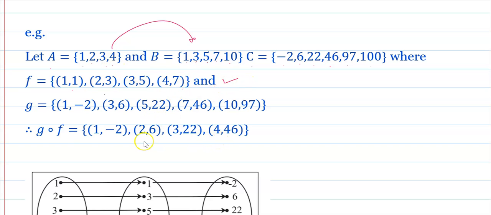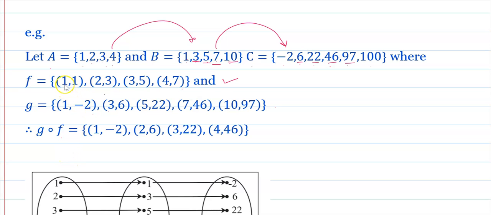Okay. Next, g is defined from B to C. The image of 1 is -2. The image of 3 is 6. The image of 5 is 22. The image of 7 is 46. The image of 10 is 97. This is the g. Then what is gof?